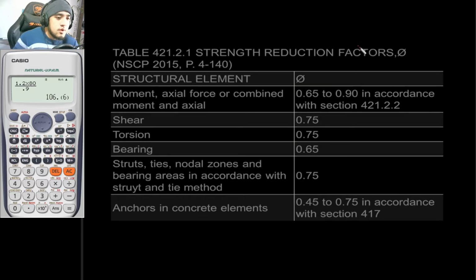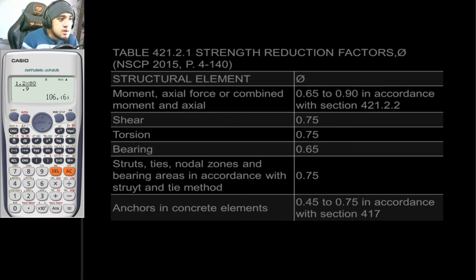Okay, so kung readable, so these are to be the reduction factors phi. So for your moment, axial force or combined moment and axial force, that will range from 0.65 up until 0.9. So ito yung range natin ng reduction factor if your structural element is to be a flexural moment element or an axial element. So these are to be for your beams and for your columns. Okay, so moving forward, if your structural element is to be subjected with shear, so yung shear capacity niya is to be reduced by 75%. Thus, you will be multiplying 0.75.